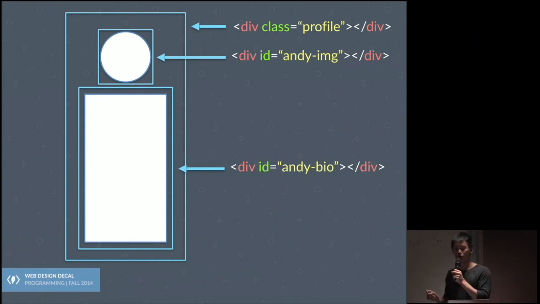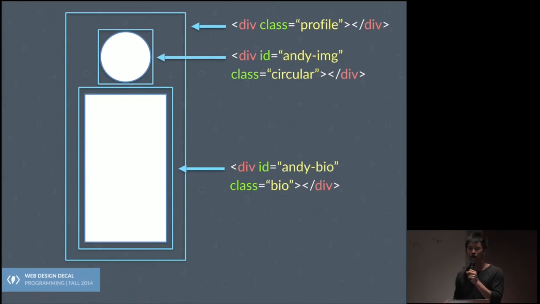Notice how both the image and the bio are currently IDs, but as we saw in the page at the beginning, a lot of the attributes are really shared among all three of the profiles, right? They all have circular images, and they all have the same formatting of the bio. So another way to think about this is, what if I just took that code that I would have repeated three separate times for each of the three people and just made that into a class?